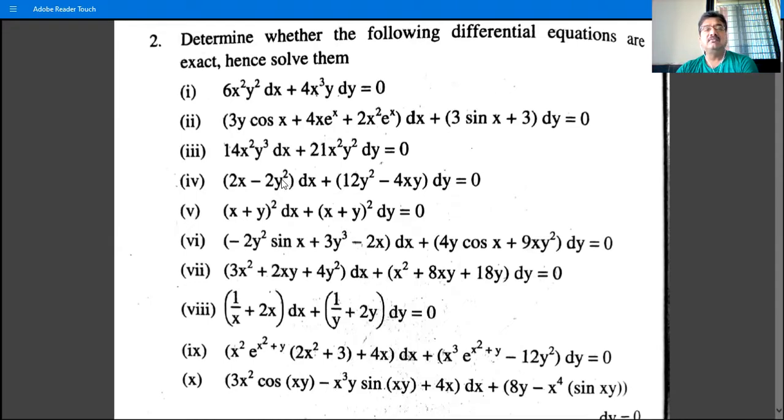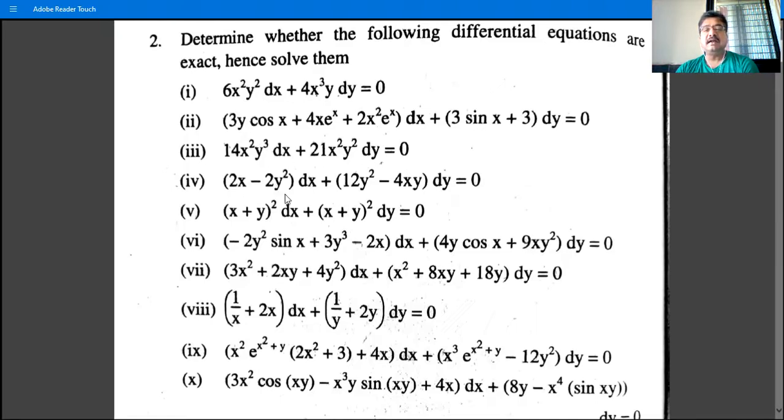And we know how we can determine whether the equation is exact or not exact. The equation is of this form: M dx plus N dy is equal to 0. Every equation we have to reduce. If it is not in the form M dx plus N dy is equal to 0, then reduce it to the form M dx plus N dy is equal to 0.